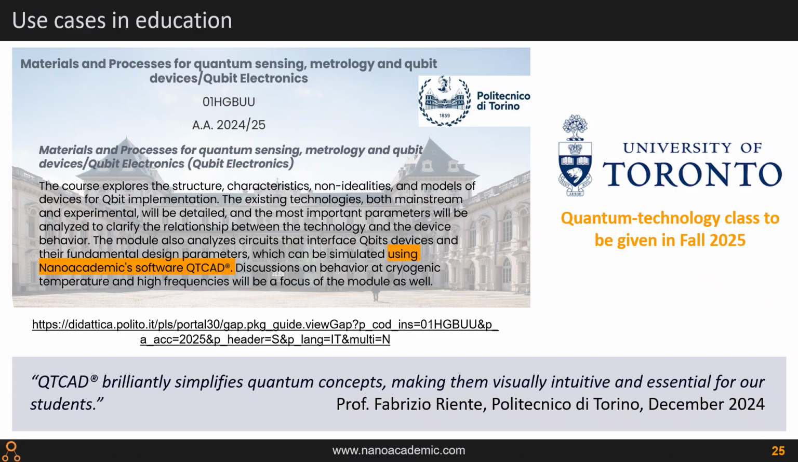We can highlight some use cases of QTCAD in education. For example, Politecnico di Torino is giving a class on quantum hardware design for the second year this year using QTCAD. And recently, University of Toronto started giving a quantum technology class in its electrical engineering department, in which QTCAD is used for both spin qubits and superconducting qubit modeling.